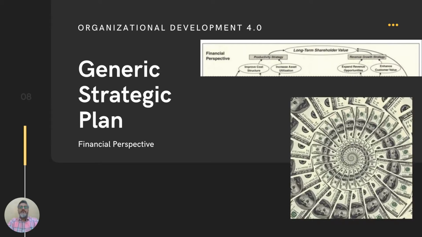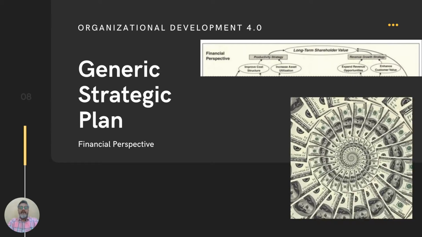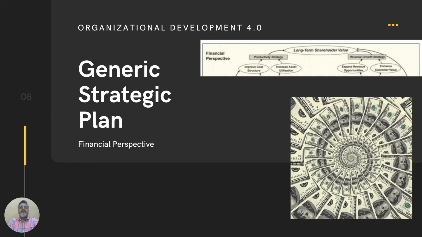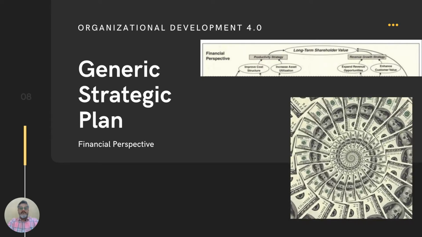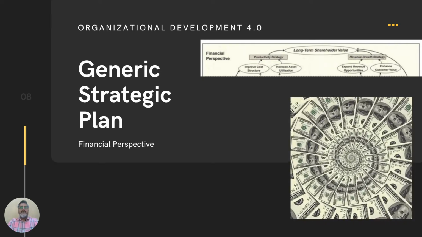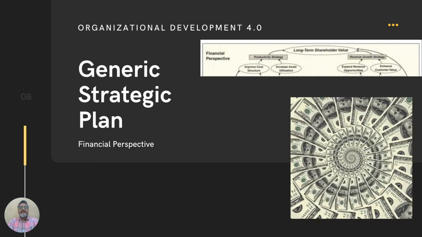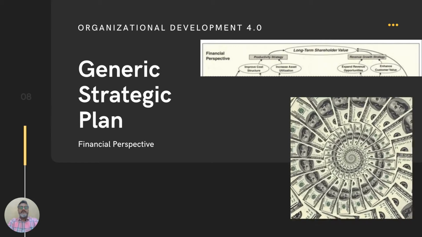Another thing that should always be considered is EBITDA. EBITDA stands for earnings before interest, taxes, depreciation, and amortization. It refers to a company's earnings before the deduction of interest, tax, and amortization expenses.